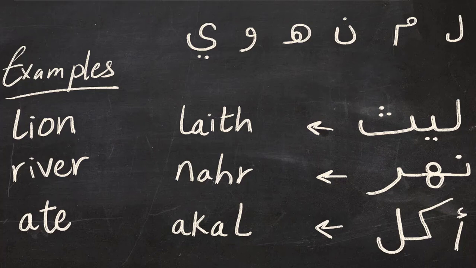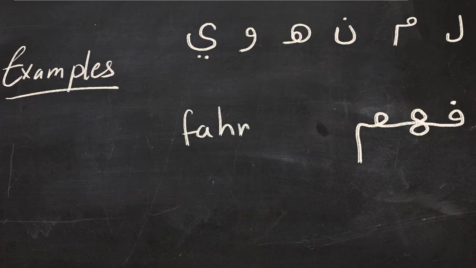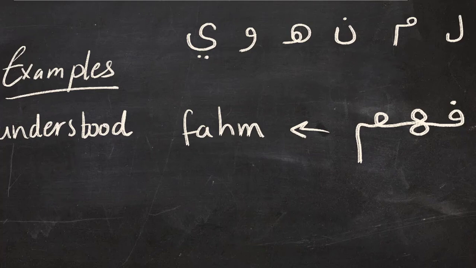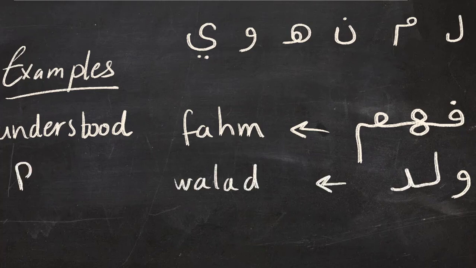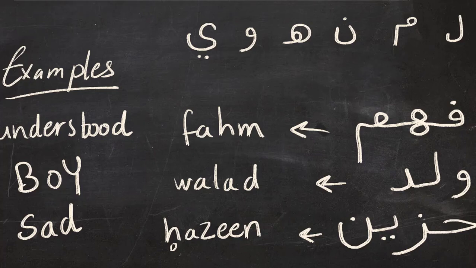Another set of examples. Faham. Faham means understood. Next example is Walad. Walad means boy. Last example is Hazeen. As you can see, I'm using the H with a little circle under it to show you that it is the Ha sound. And Hazeen means sad.